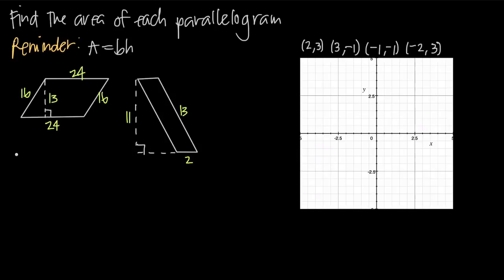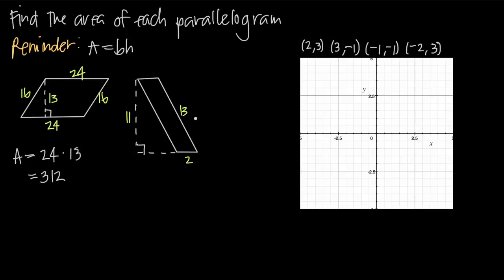So if we want to find the area of this first parallelogram, we're going to say area is equal to base of 24 times a height of 13. When we multiply 24 by 13, we get 312. So the area of this parallelogram is 312 square units.